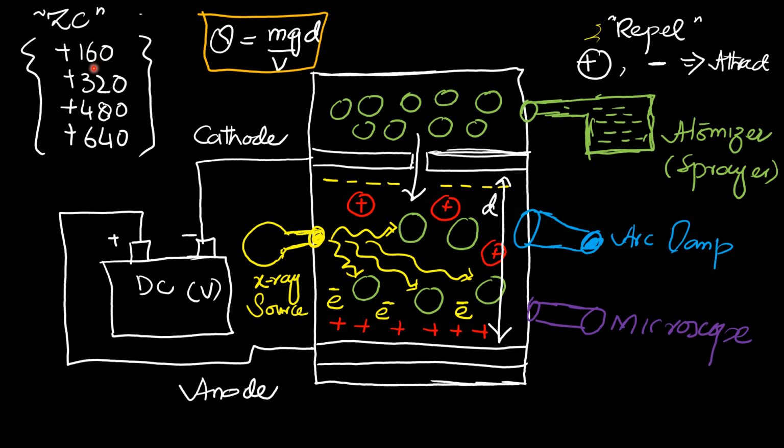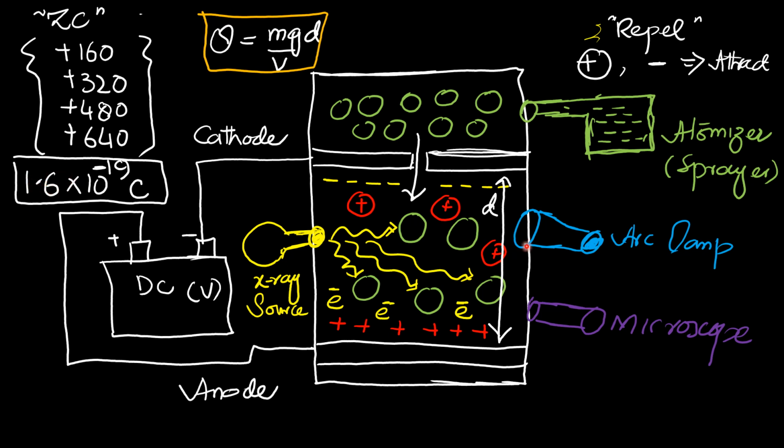The zeptocoulomb value was the amount of charge of an electron, which was varying because the ion was losing electrons. So the amount of charge on an electron is 1.6 into 10 raised to power minus 19 coulomb. Minus 19 is zepto. This was the amount of charge on the negatively charged electron. So, dear student, by balancing the gravitational force with the electrical force, Millikan and Harvey calculated the amount of charge on electrons.